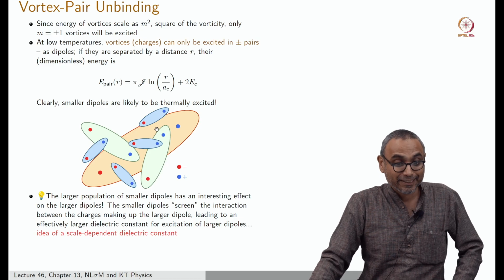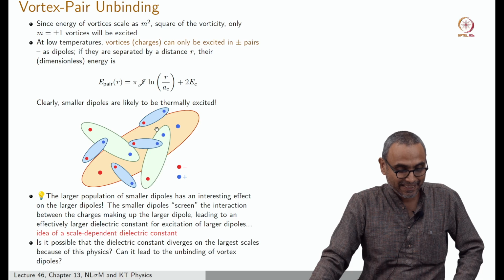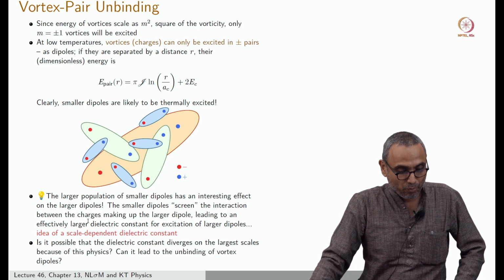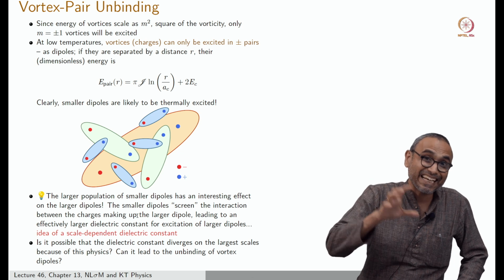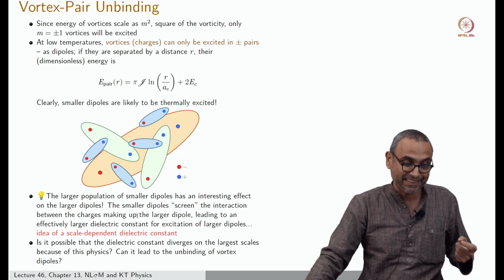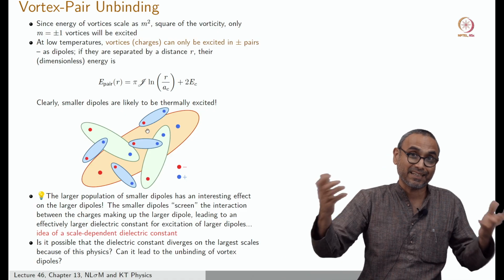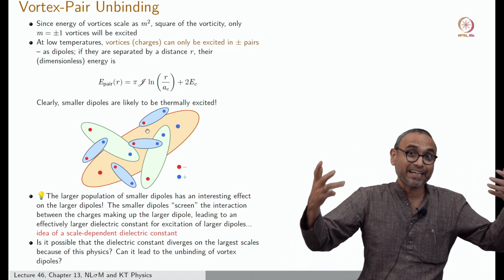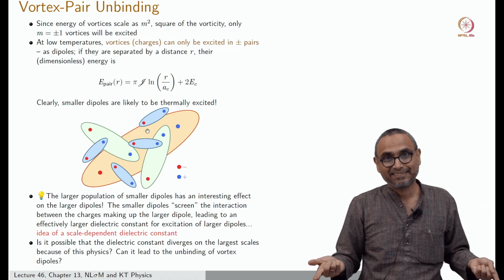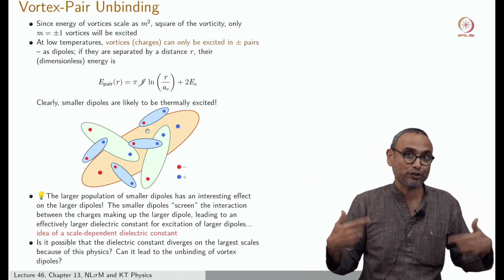Okay, so this is the point, right? And this is exactly the idea. What ends up happening is that the smaller dipoles screen the interaction between the charges associated with the larger dipoles, and it will change the dielectric constant on larger scales. It will increase the dielectric constant on the larger scales.